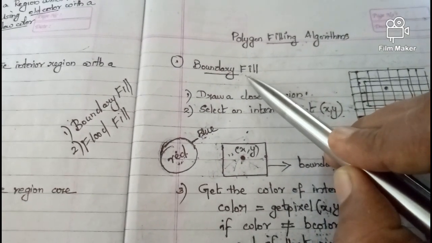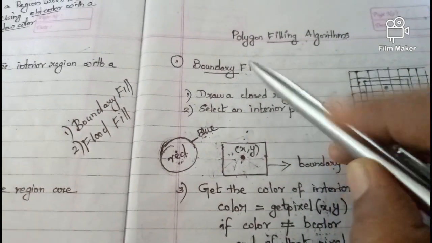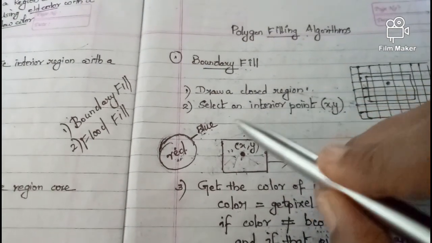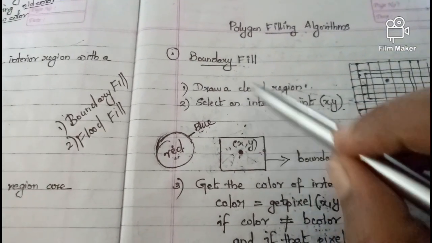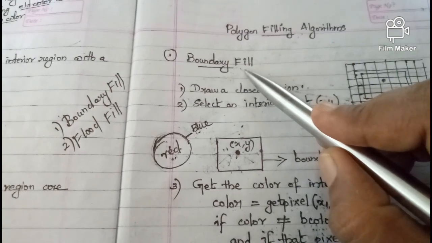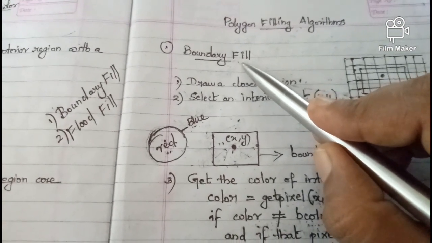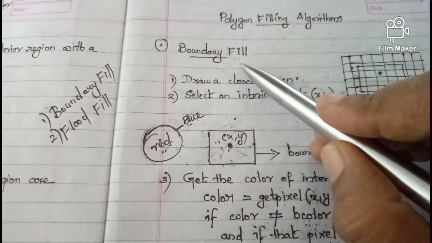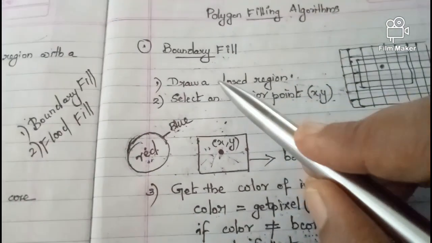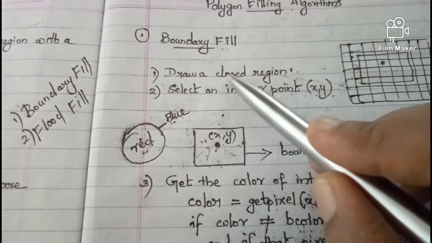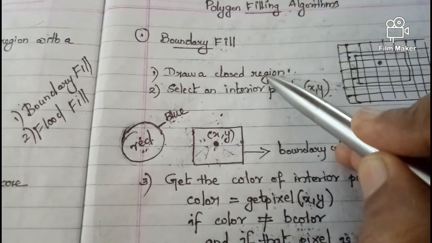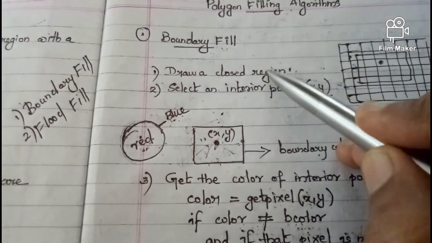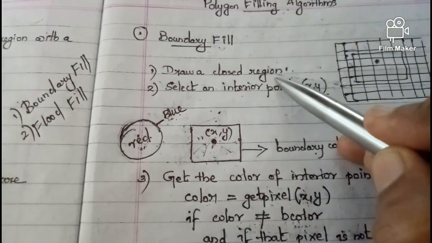This boundary fill algorithm can be used to color a region. Any region can be colored using this boundary fill algorithm. Let us see how we can do that. Now, as I said, we need a region to be colored. So for that, first we have to draw a closed region using any color.